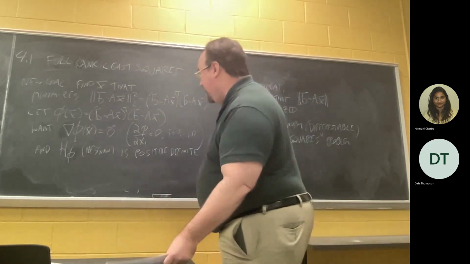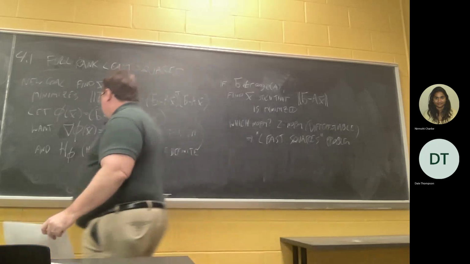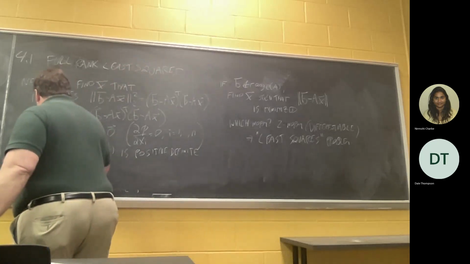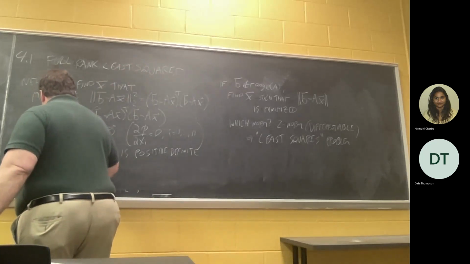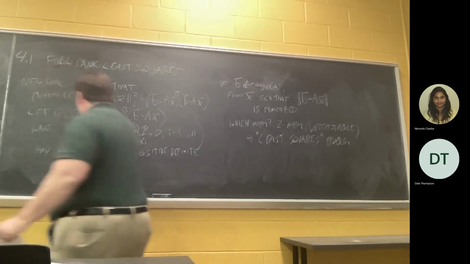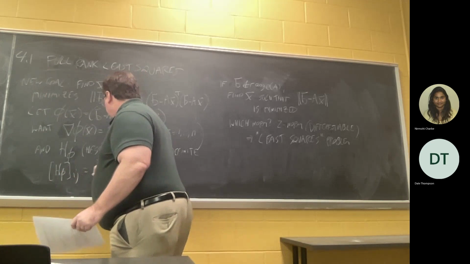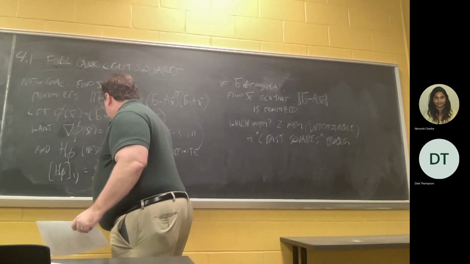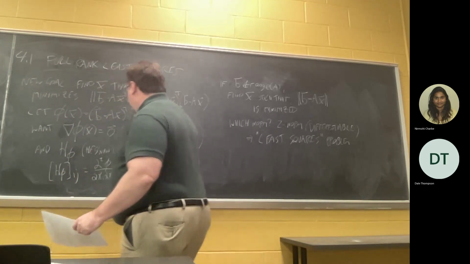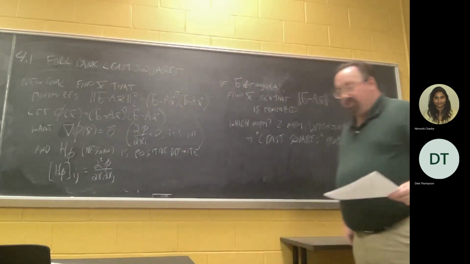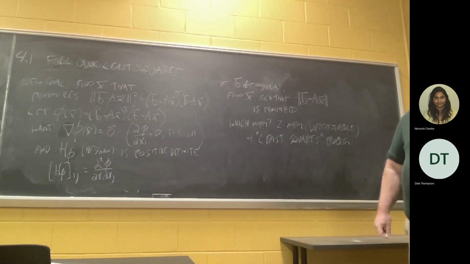Okay, and for a precise definition, the ij entry of the matrix H phi is the second partial derivative with respect to xi and xj. And the Hessian is symmetric.